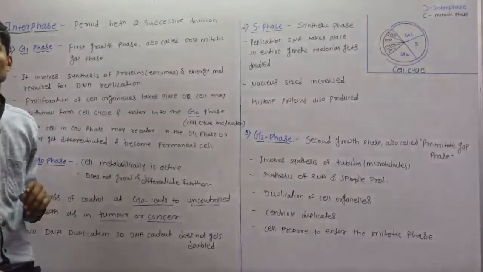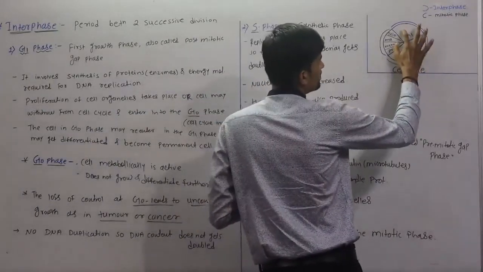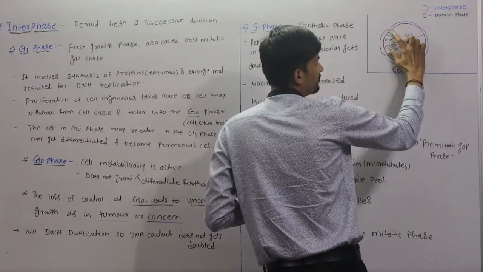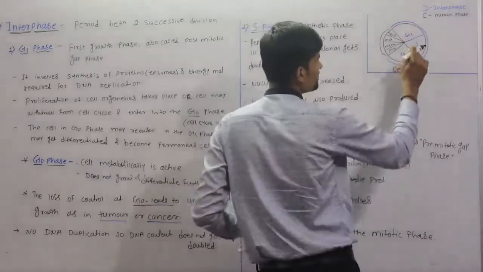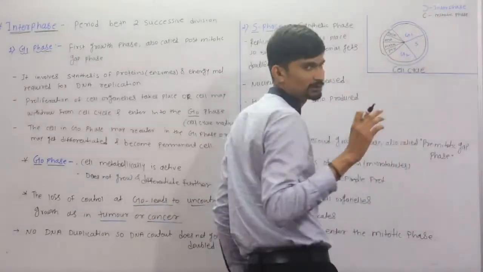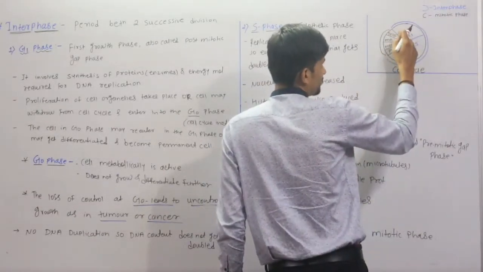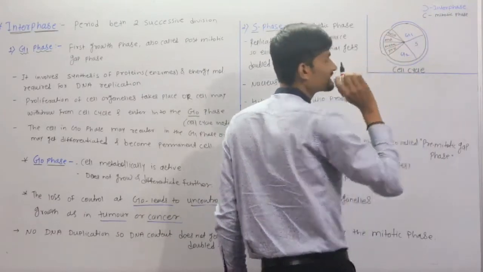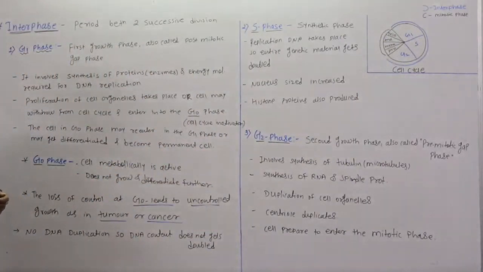Why is it called the post mitotic gap phase? Because G1 phase is present after the mitotic phase, that is why it is a post mitotic gap phase. So it is a gap. Okay, interphase is actually a gap phase, so that is why it is called post mitotic. Why post mitotic? Because after the mitotic phase is G1 phase, that is why post mitotic gap phase.